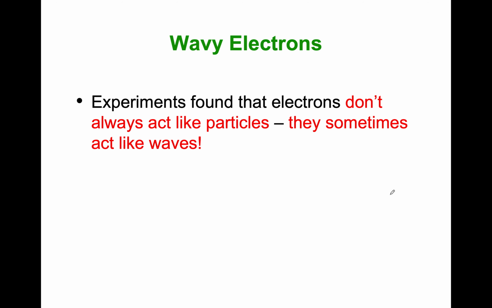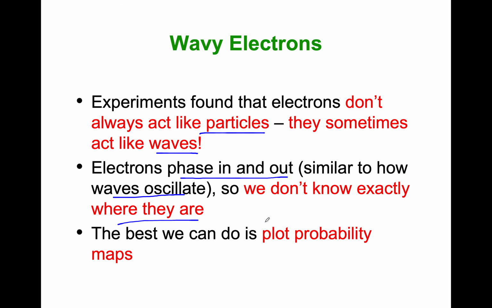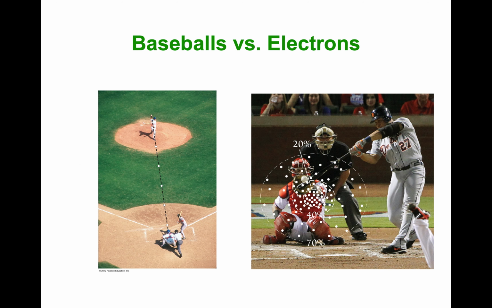So it goes back to electrons being like light, being waves and particles. If you treat them that way, then electrons can be in and out of phase like waves. Okay, well, that means we don't know exactly where they are. So what we're going to see is that the best you can do is come up with probability maps. You don't know exactly where an electron is, but you can see where it is most likely to be. That's what we're going to be seeing with electrons.